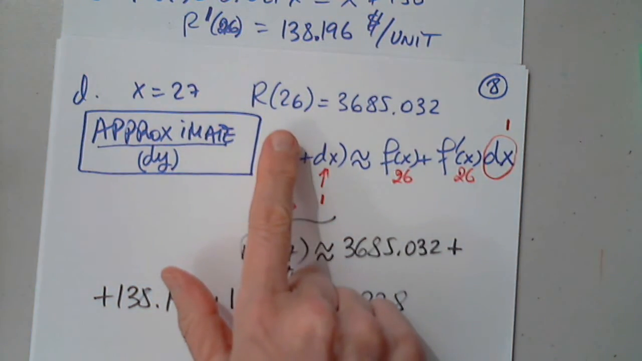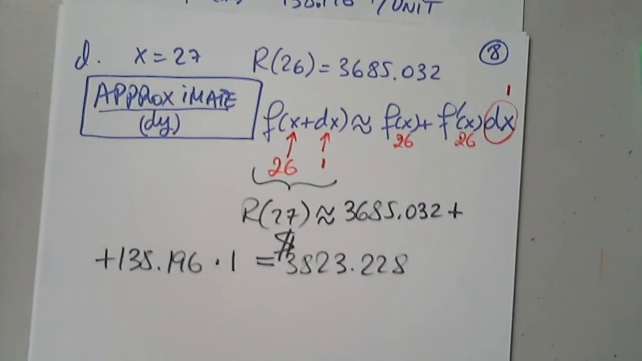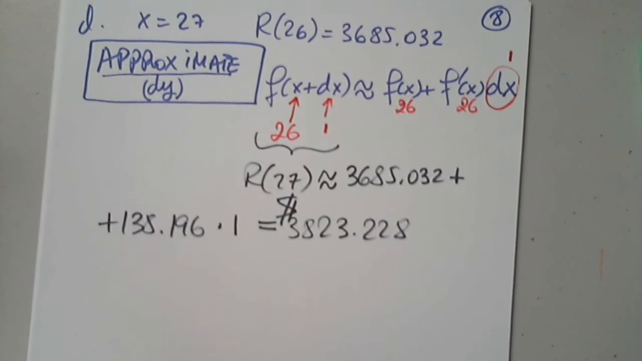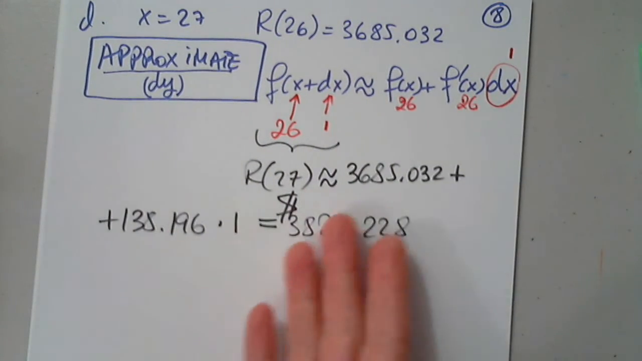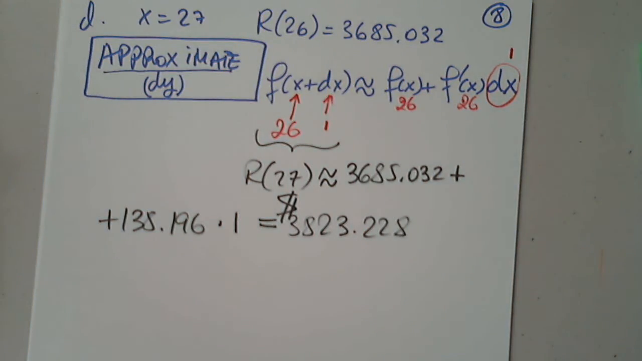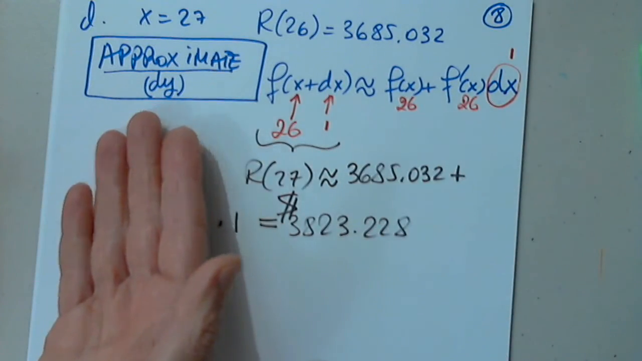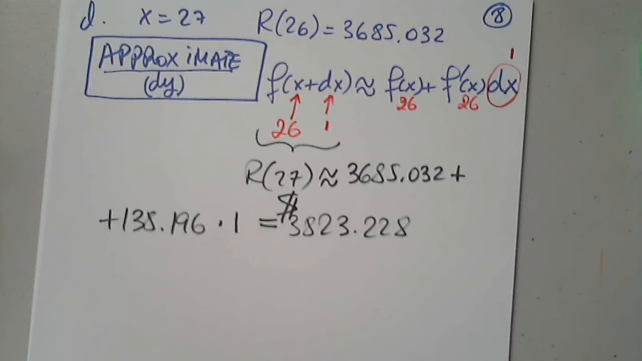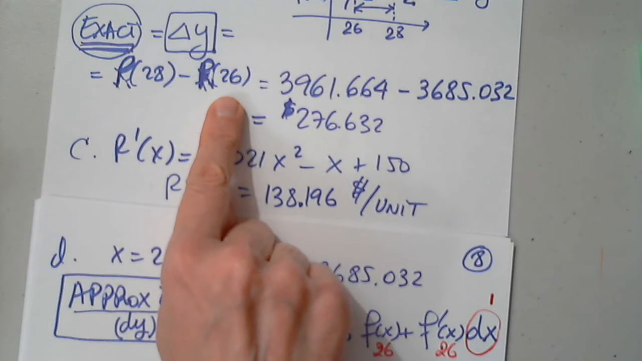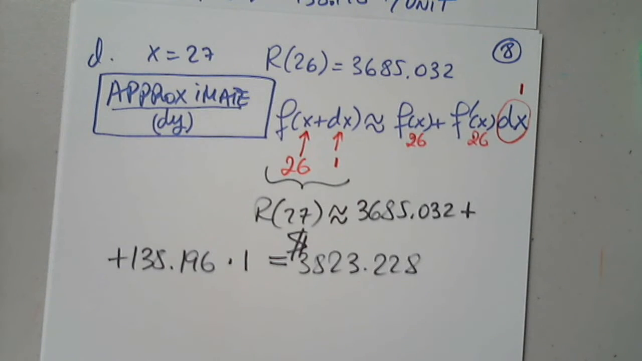They didn't say find the exact additional cost. They said find how much it will cost for 27. Now you can say the additional cost, approximate is 138.196. Or you just go ahead and present, this is it. This is the approximation using dy. If you want the exact, then I need to determine delta y. How do I determine delta y? F of 27 minus f of 26. But they said, just estimate, approximate.